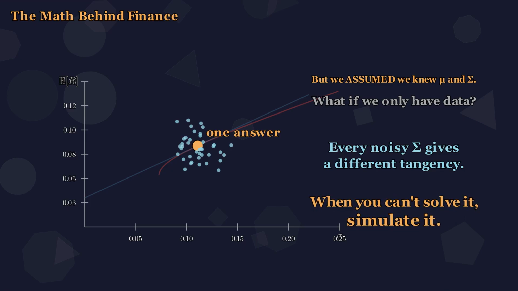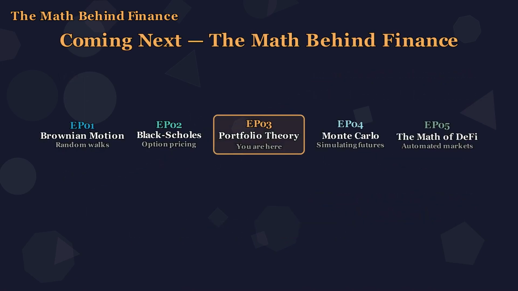That's next episode. This is episode 3 of our 5-part series on the math behind finance, from Brownian motion all the way to the geometry of DeFi.